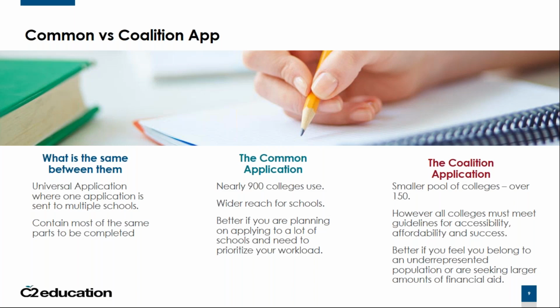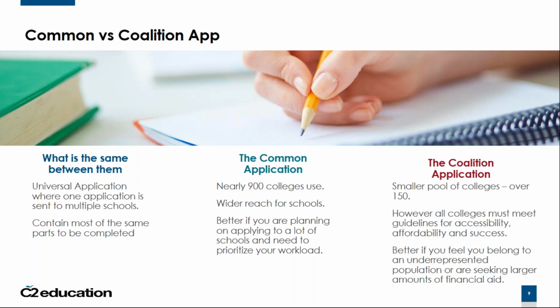And it also tends to mean that you sometimes have a better chance of getting that financial aid or getting that merit-based help from the school. So that is probably the biggest difference between the Common and the Coalition. Common has broader reach and is really great if you're applying to tons and tons of schools. In fact, last year we had a student who applied to 27 different schools. I'm assuming they used the Common app.